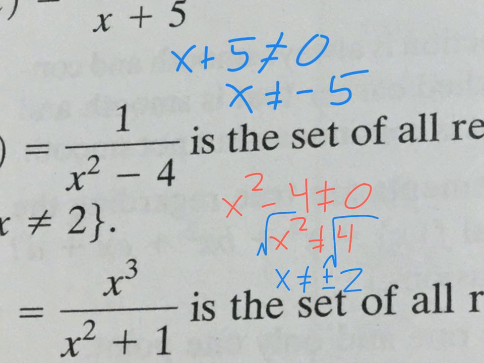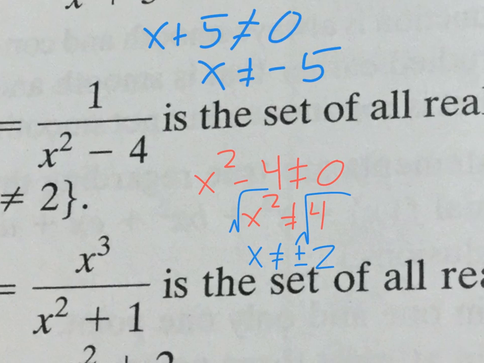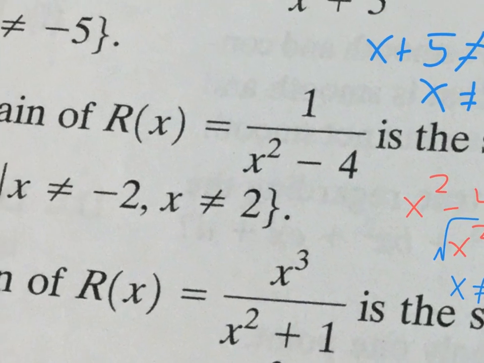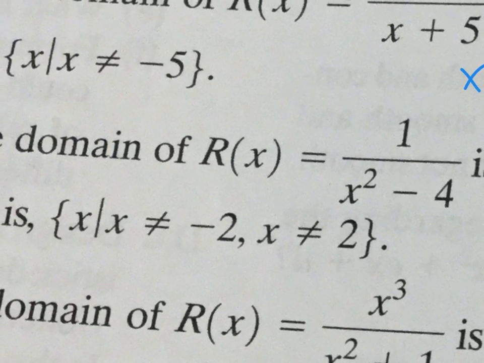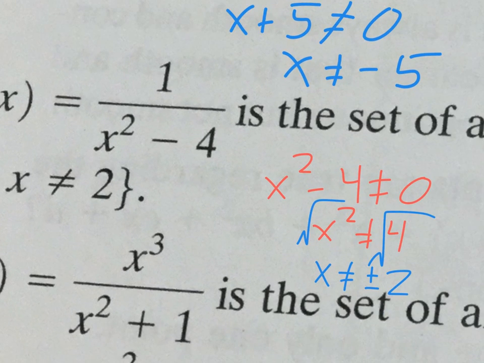Do you have to write it in like two separate things like that, or can we just put that? I'm good if you just write x cannot be plus or minus 2. You see their answer, they separated it. They said it's all x's such that x is not negative 2 and x is not 2. If you wrote it as one, that's fine with me.